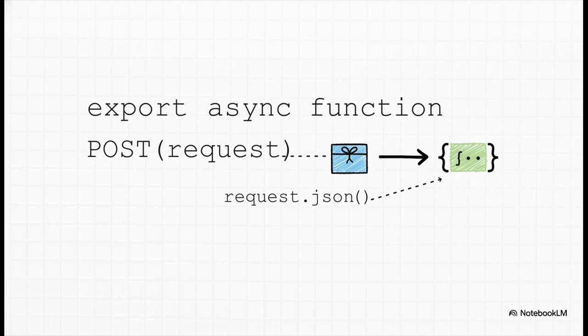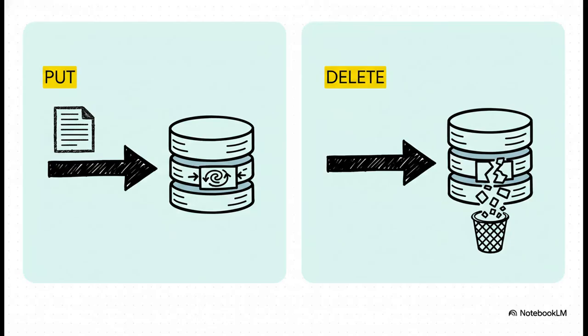Inside, we can easily grab the incoming data from that request body just by calling request.json. Okay, so what about updating and deleting? They're kind of like two sides of the same coin, but there's a really important difference. Both of them need an ID so they know which specific item you're talking about. But a put request also sends a body with the new, updated information. A delete request, though, it just needs the ID. You're not sending any new data, you're just pointing to what needs to disappear.